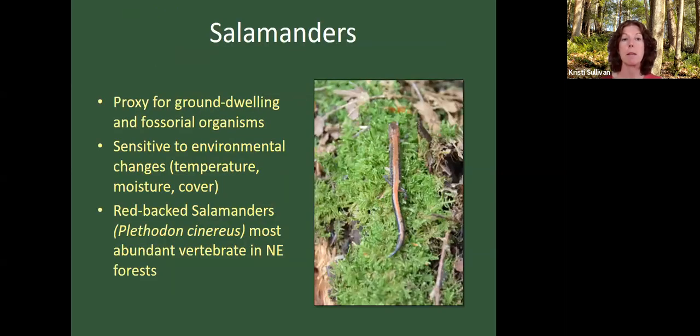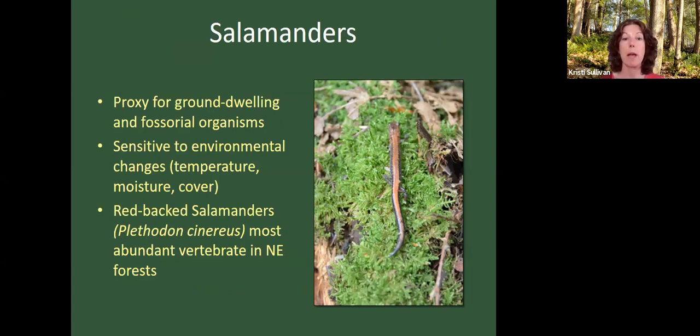As I mentioned, salamanders are very sensitive to environmental change. They need moisture. They don't like really hot temperatures. They have nothing to protect them from drying out. So they dry out very easily. And so if it's too hot and dry in the summer, they actually can't even move about the forest to feed because it's too difficult and too dangerous for them to move about.